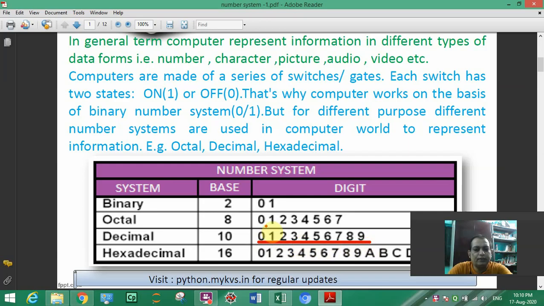Similarly you can see binary number system. Binary will have how many digits? 2 digits. Octal number system will have 8 digits. All the number systems start from 0 and go up to their maximum digit.